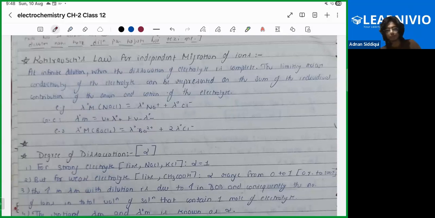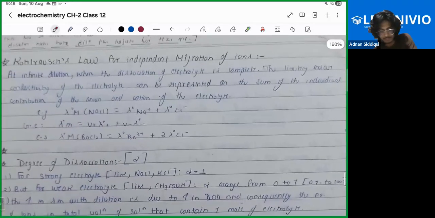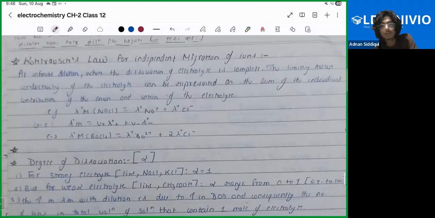Okay, so what can you tell me after reading this? What is Kohlrausch law? What have you understood? Sir, if you want to find the conductivity of an electrolyte, we can add its individual ions. But at what condition? Kohlrausch law is applicable only at what condition? At infinite dilution. You are right. That's the entire law.